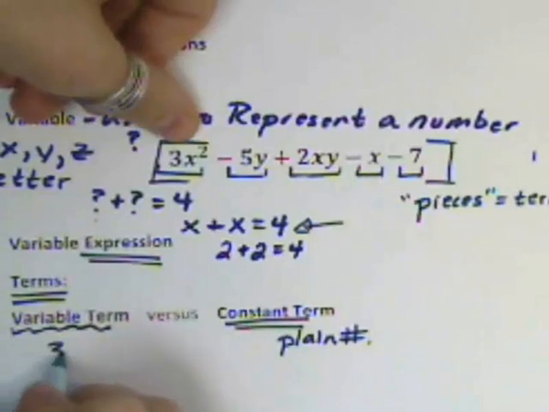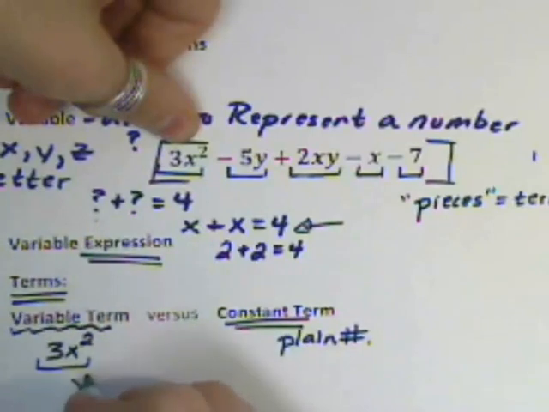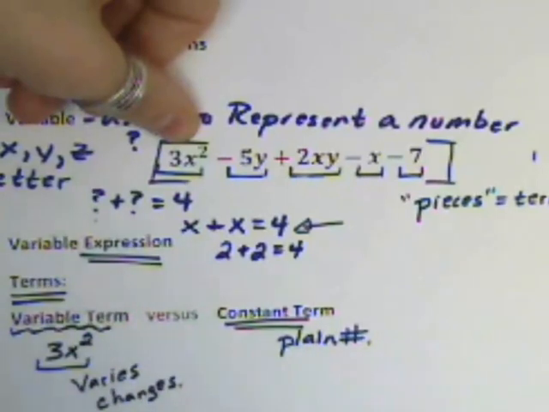Versus our variable term in the front here, we have several in this expression, but let's look closer at 3x squared. With this one, depending on what that x is, notice the value of this piece as a whole will change. It varies. It changes depending on what we put in for the x.